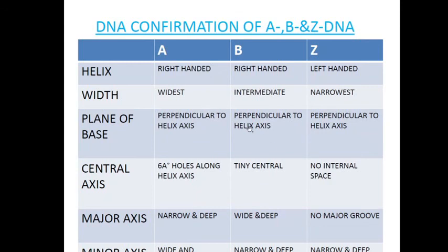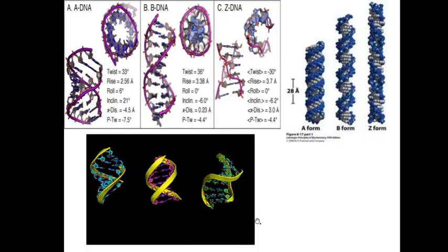The plane of the bases here is perpendicular to the axis, similarly seen in all other cases. A tiny central axis can be seen. In the A form, 6 angstrom holes can be seen along the axis. And in the Z form, there is no space because it forms a zigzag-like structure. No internal space can be seen in the Z form of DNA. The major grooves are wide and deep in the B form. They are narrow and deep in the A form. And there is no major groove seen in the Z form.